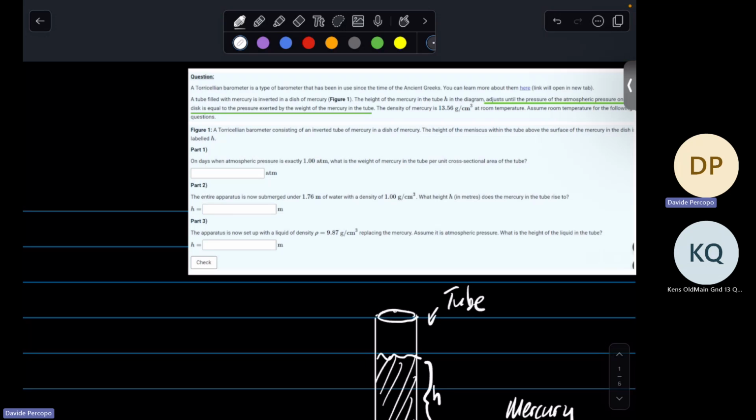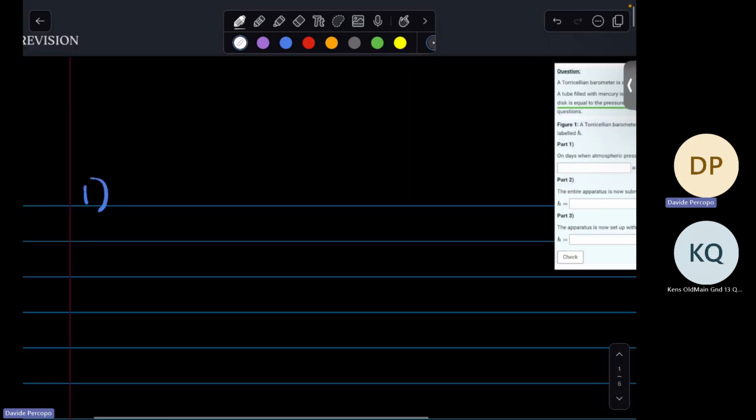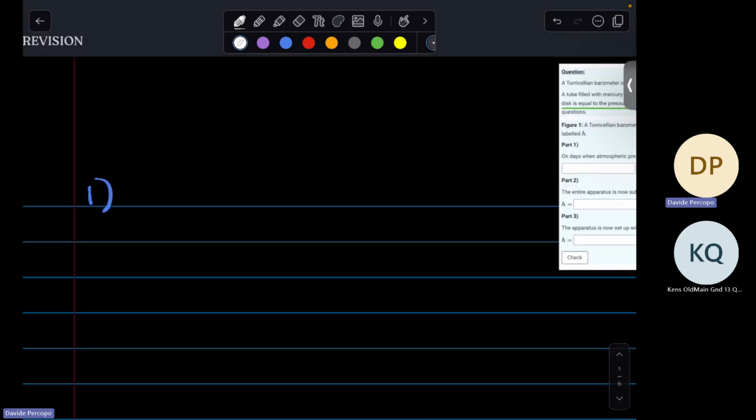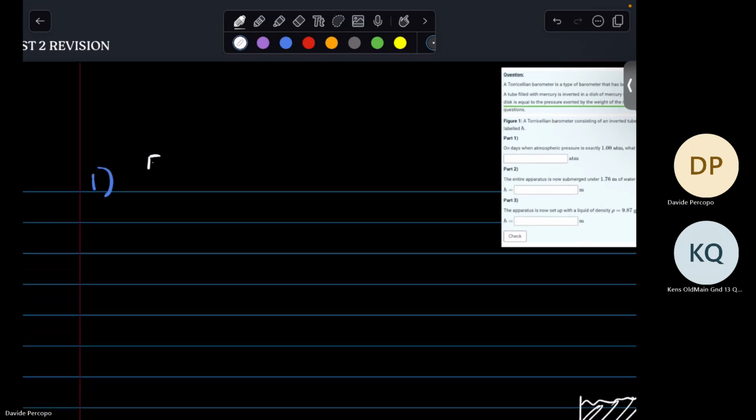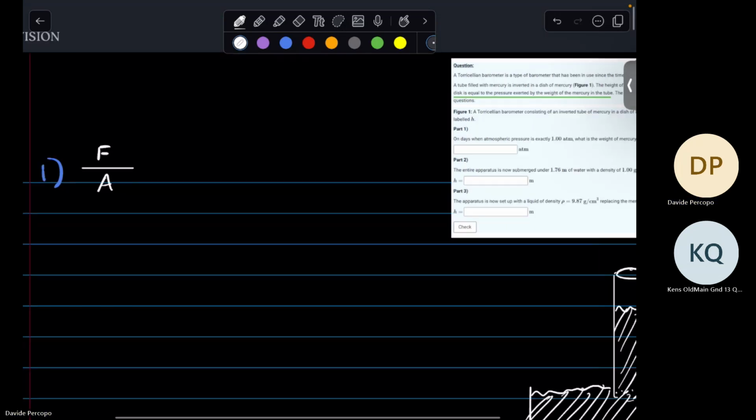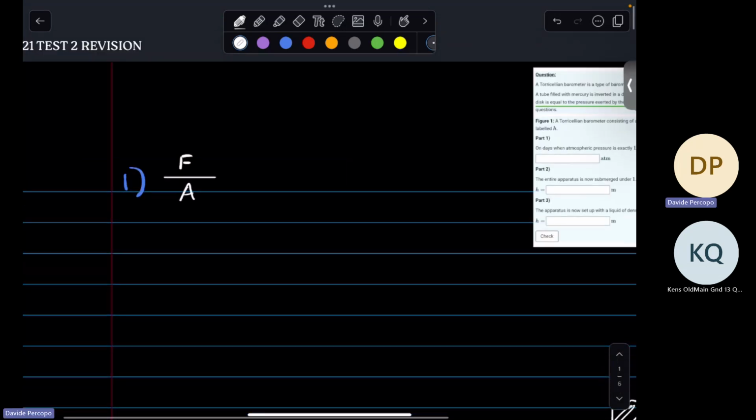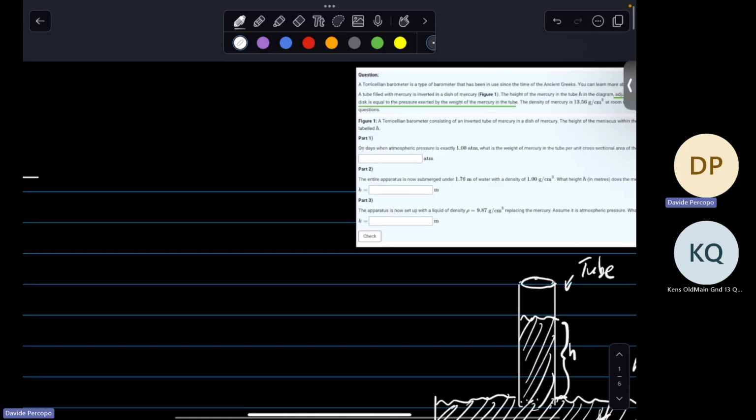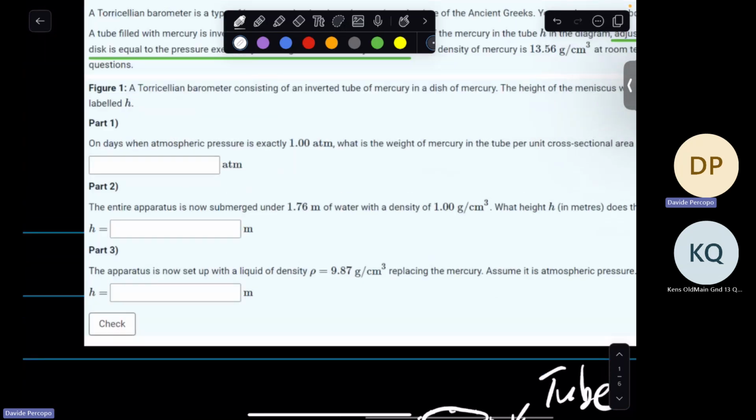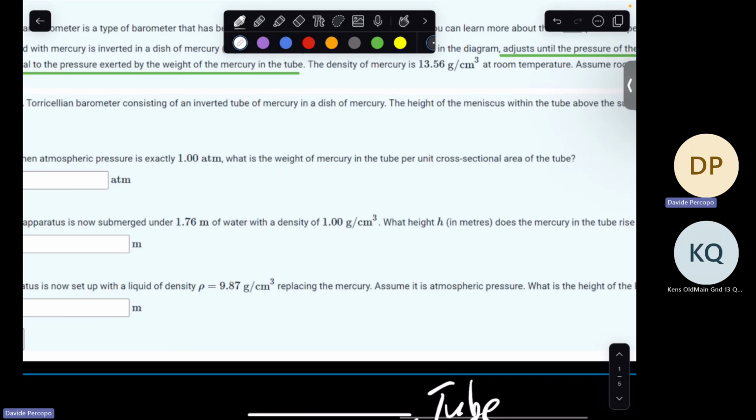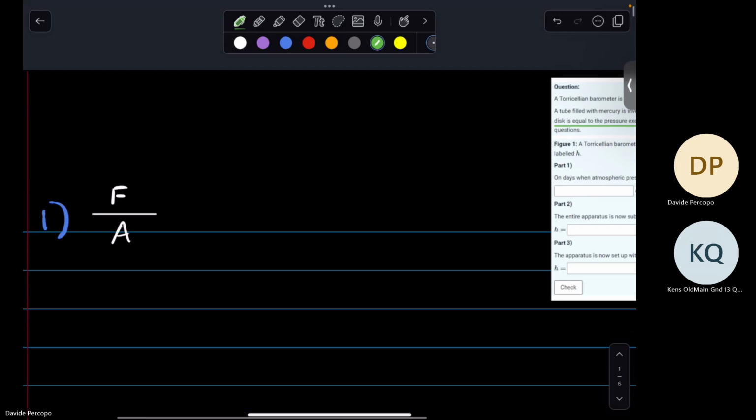Okay, part 1. On days when atmospheric pressure is exactly 1 atmosphere, what is the weight of the mercury in the tube per unit cross-sectional area of the tube? Okay, so what we want is the weight of the mercury per area. It equals, literally, because that's what it is, the weight of mercury in the tube per unit cross-sectional area of the tube.